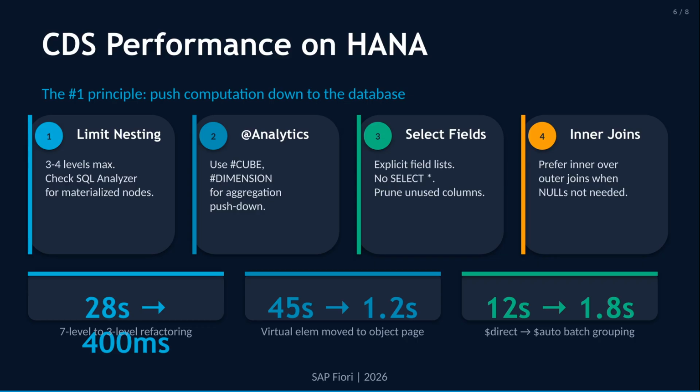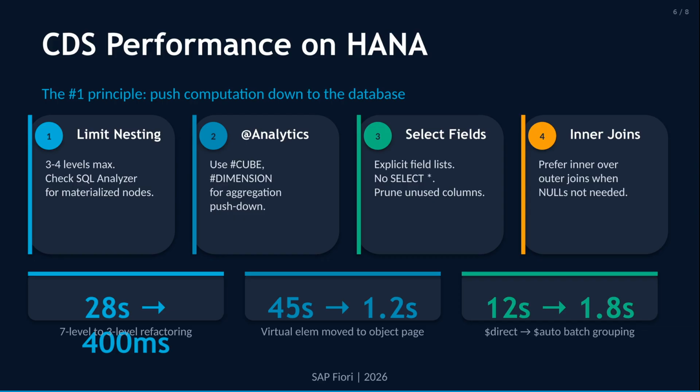A CDS view that returns correct data is only half the job. It also needs to return it quickly. The number one performance principle for CDS on HANA is pushdown. Let the database do the work. Every calculation, filter, and aggregation that you write in CDS expressions executes inside the HANA engine, close to the data. The moment you introduce ABAP-level processing, like virtual elements or exits, you break pushdown.